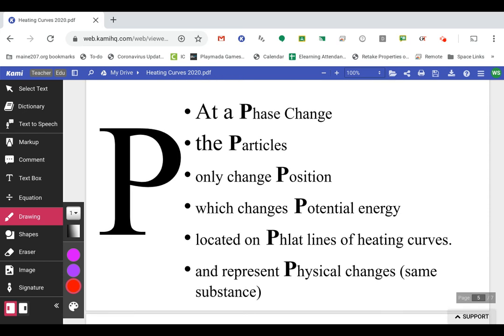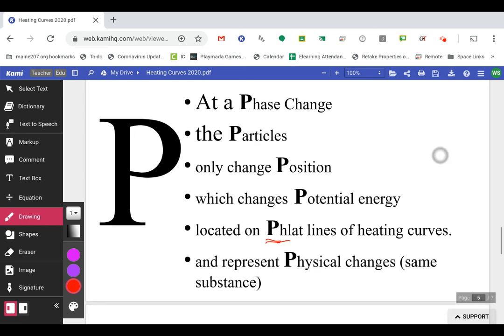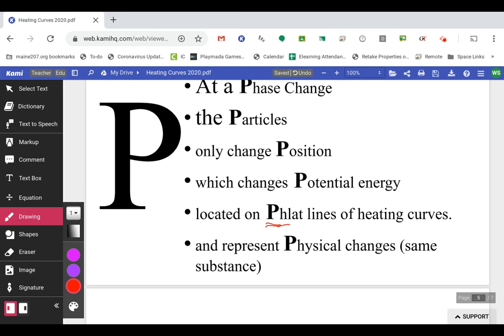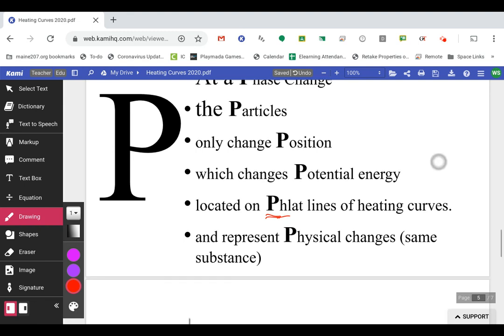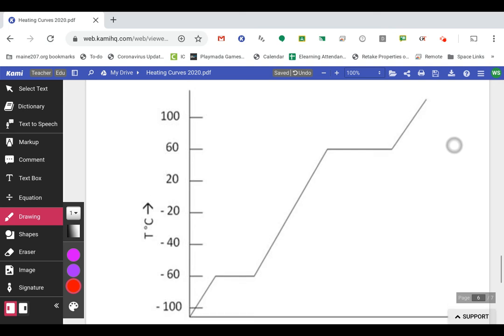We find those on the flat lines of heating curves, and they're always representing a physical change, meaning it's the exact same substance, exact same formula before the phase change and after. So particles change their position at a phase change, it's potential energy, it's physical, and it's always on the flat lines.